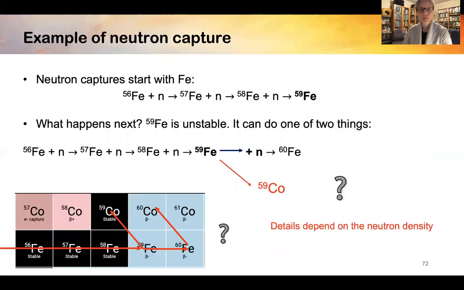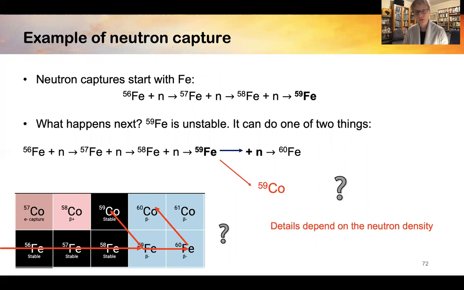So let's start with iron 56. There's a lot of it in stars. You bombard it with neutrons, it makes iron 57. You bombard iron 57 with neutrons, you make iron 58. You add another neutron, you make iron 59. Now, iron 59 is a radioactive isotope. It is unstable. It can do one of two things. Iron 59 can capture a neutron itself to make iron 60, or it can beta decay to cobalt 59.